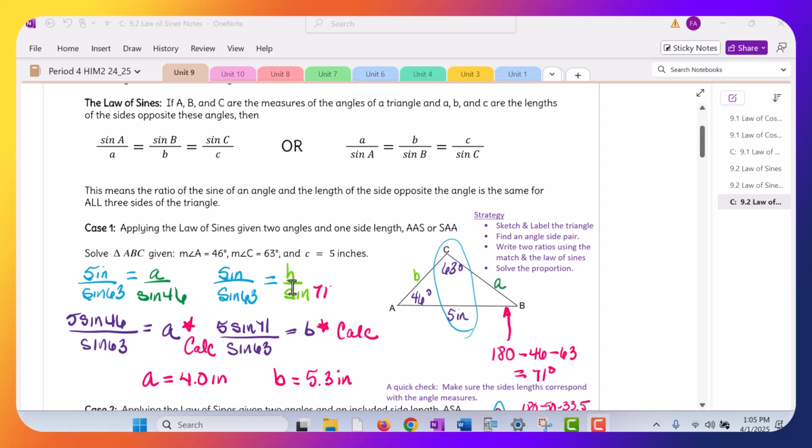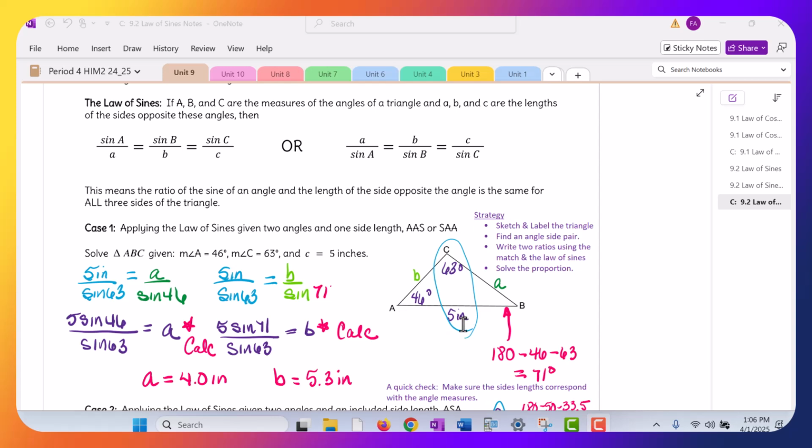All right, so our strategy for these problems is going to be to sketch and label the triangle like yesterday, but here we're going to be looking for an angle side pair, and we're going to use that angle side pair to write two ratios for the missing components using the law of sines, and then we'll solve that proportion. So we can be given different components. Here we're given two angles and a non-included side. That means the side that we're given is not in between the two angles that we are provided.